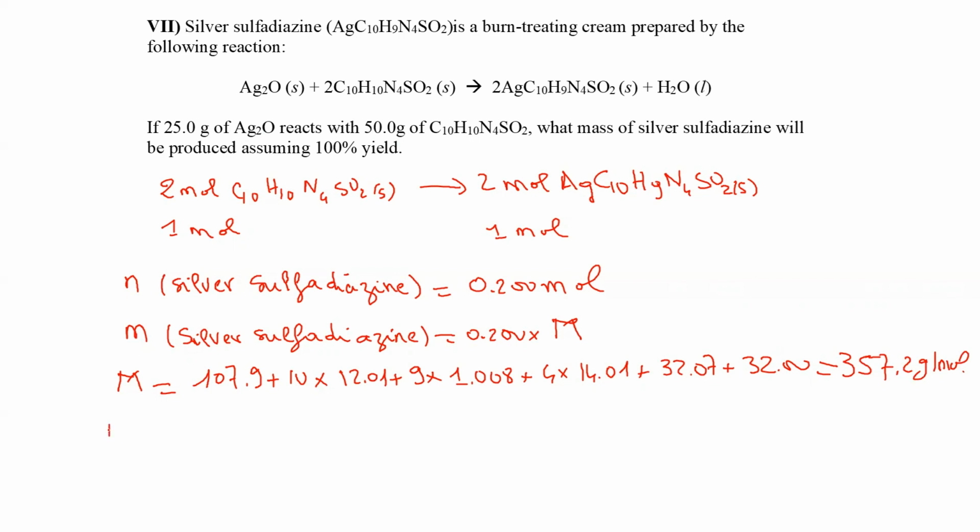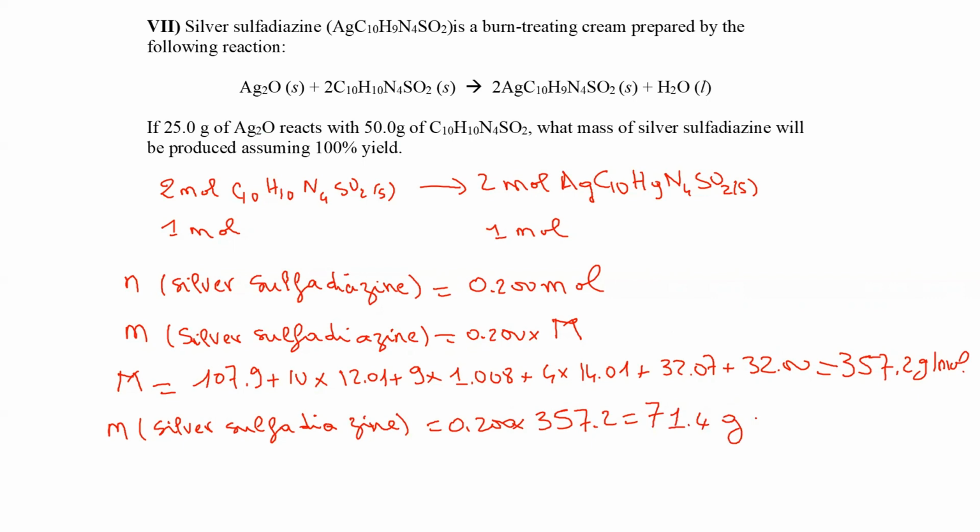So the mass of silver sulfadiazine will be equal to 0.200 times 357.2, and the yield is 100%. So here I directly get the mass, which is 71.4 gram.